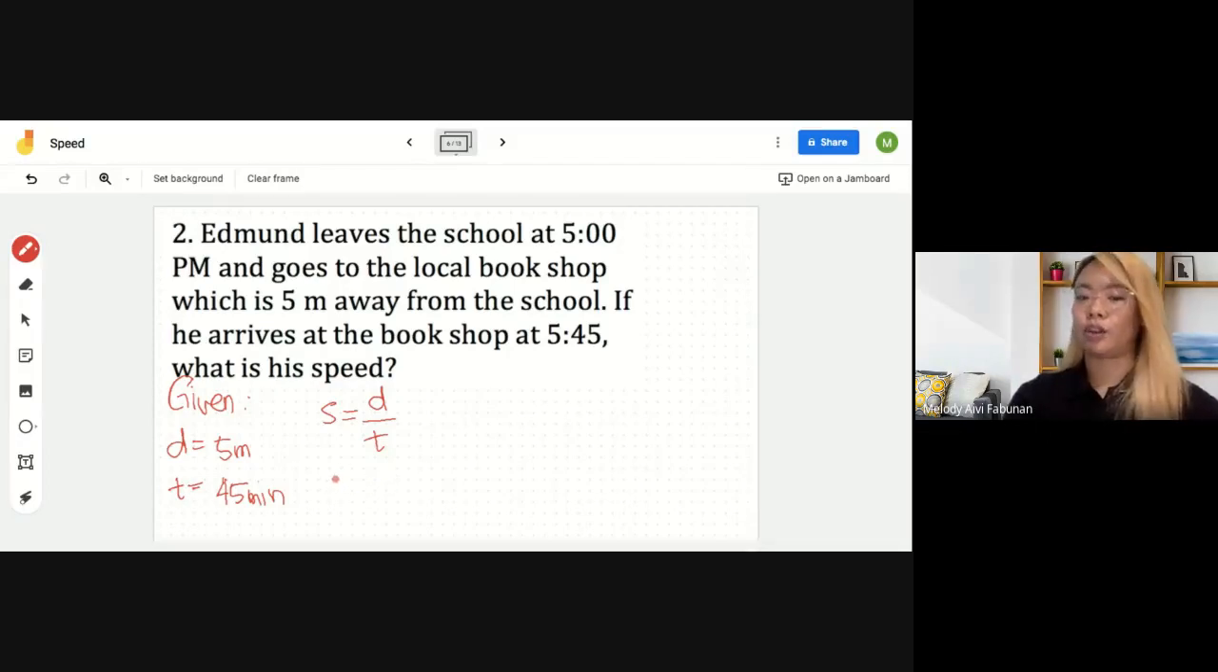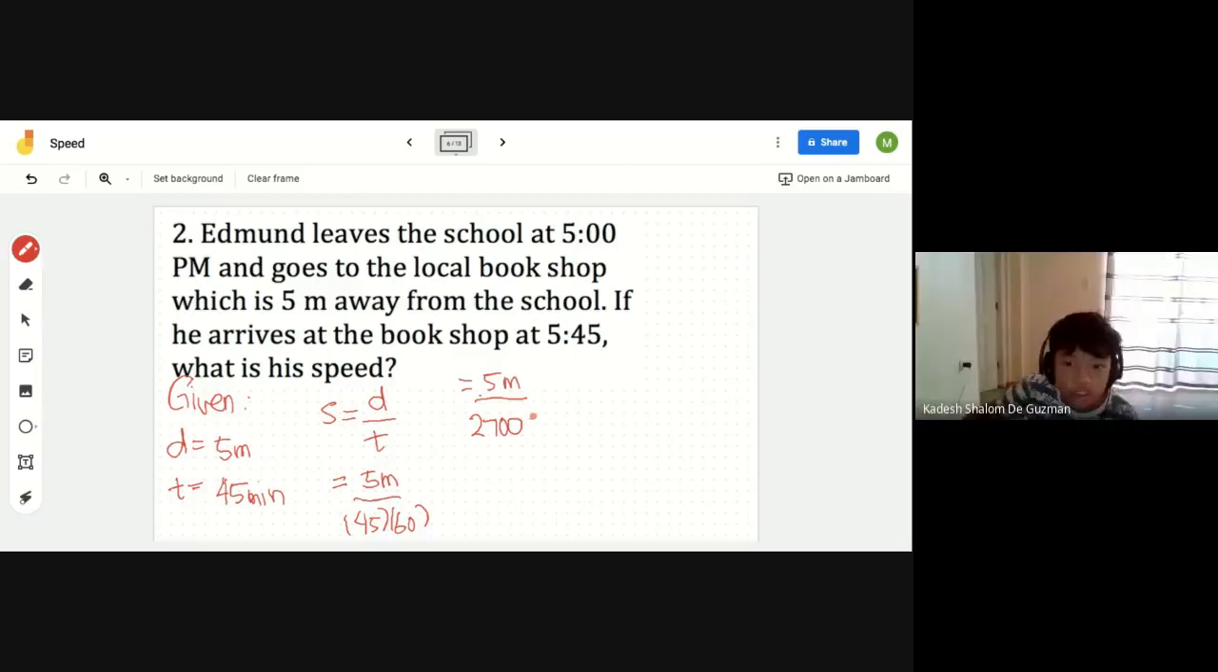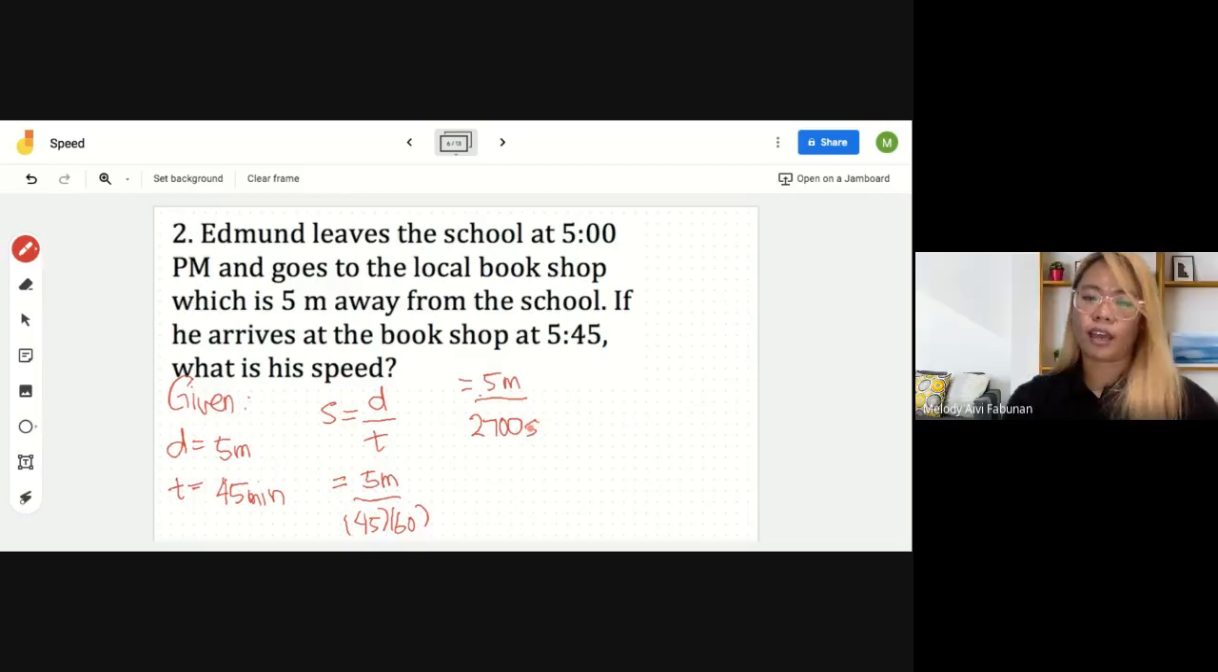So let's try to apply that into our equation. We have 5 meters divided by 45 minutes. Let's convert 45 minutes into seconds. Multiply it by 60. So we have 5 meters divided by 2,700. 2,700 what? Seconds. Okay, so now let's divide 5 meters divided by 2,700 seconds.